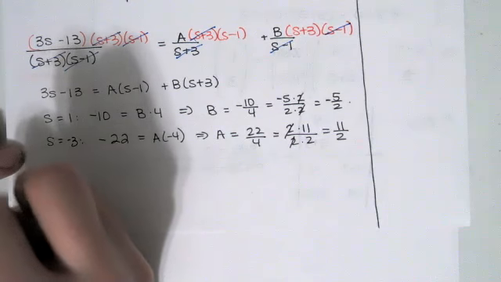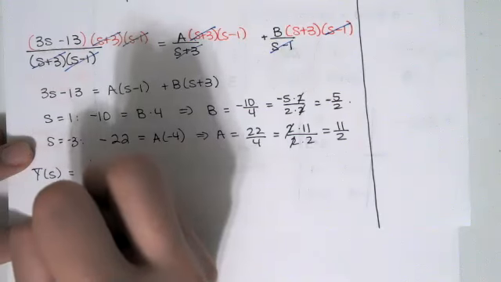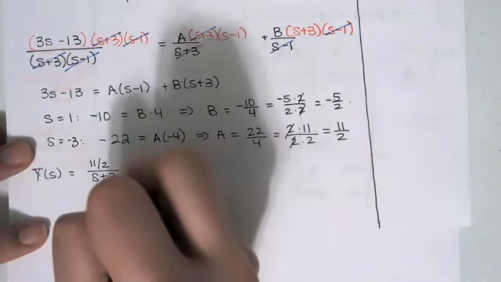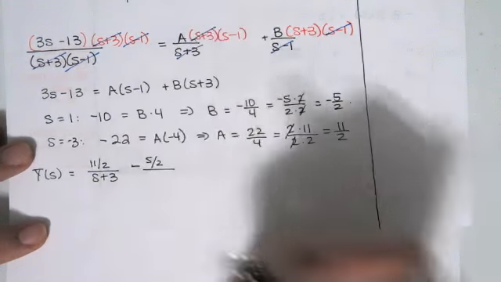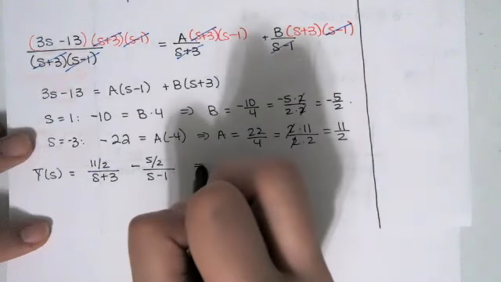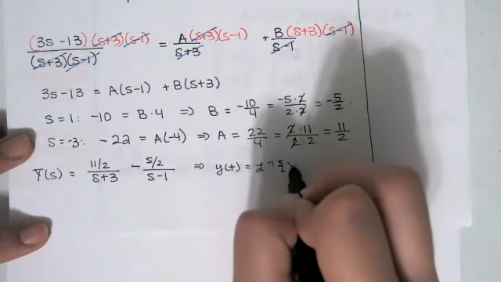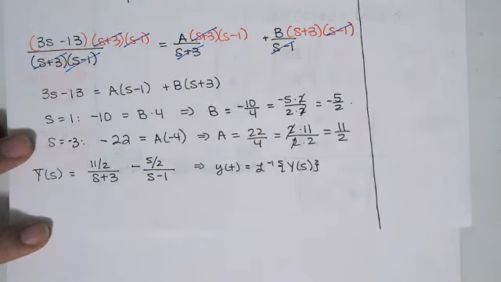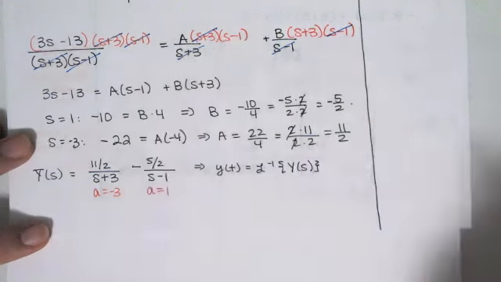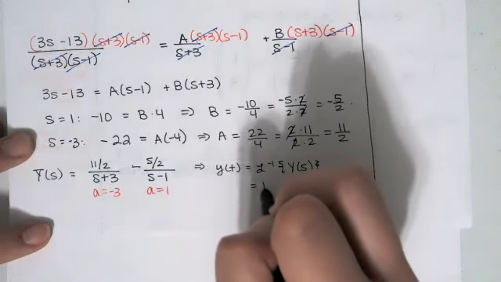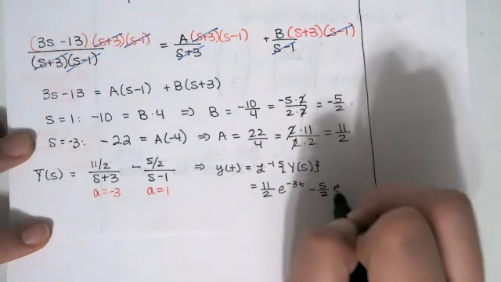So what we have here is Y of s equals A over (s plus 3), so that's 11 over 2 over (s plus 3), plus B. And since B is negative, I could just say minus 5 over 2 over (s minus 1). And that means if I take the inverse transform of this, I get y of t. Here, a is negative 3. If we're matching that pattern, 1 over (s minus a), here a is 1. So we have y of t equals 11 over 2 times e to the negative 3t minus 5 over 2 times e to the t.